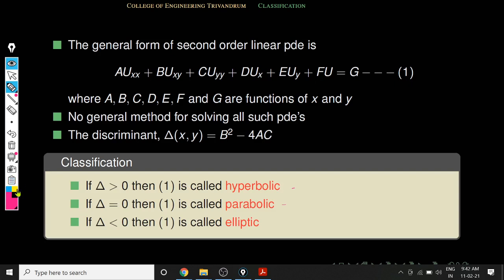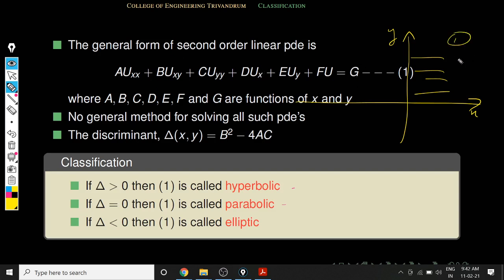One interesting thing is that the behavior of a PDE may be different with respect to the point. Maybe in the first quadrant, this is x and this is y. Okay, x and y are independent variables, and u is the dependent variable. Clear? So maybe equation number 1 may be hyperbolic in the first quadrant.